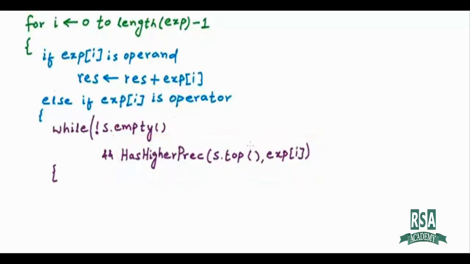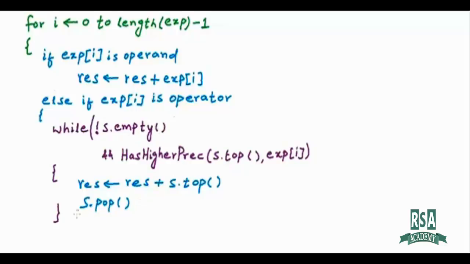So if the top of stack has higher precedence than the operator that we are looking at, we can append the top of stack to the result, which is the variable that will store the postfix string, and then we can pop that operator. I'm assuming that this S is some class that has these functions top and pop and empty to check whether it's empty or not.